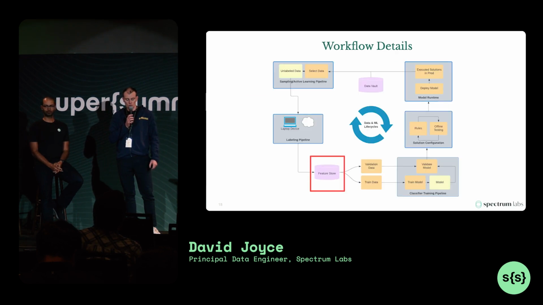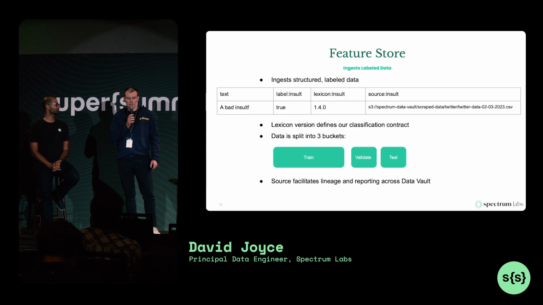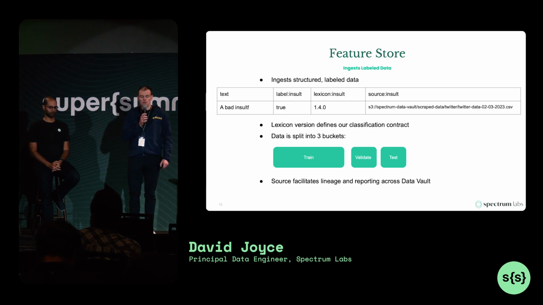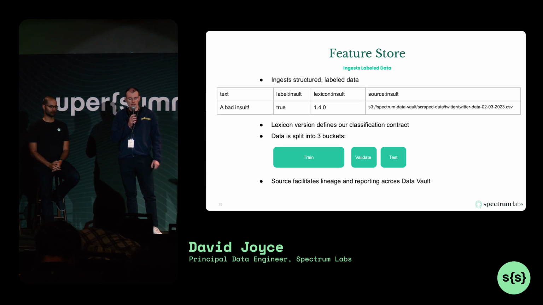So the feature store, like Atman described, is basically our storage of all our labeled data within Spectrum. This is an example of what data looks like for us within Spectrum. We have a text record, which could be coming from a chat. In this case it's human-labeled data, so it's got a classification here to be true.